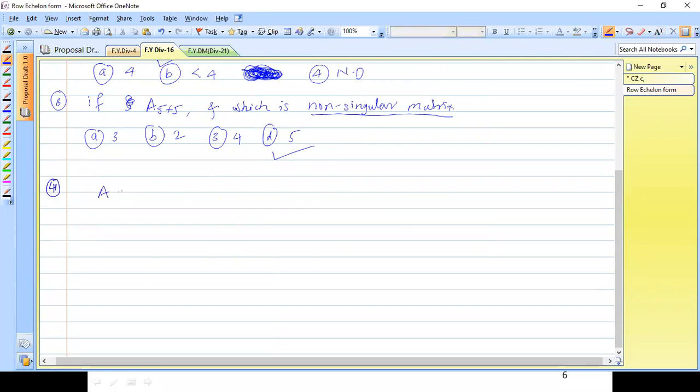Suppose I have a matrix A like that. Now find the rank. Tell me now.